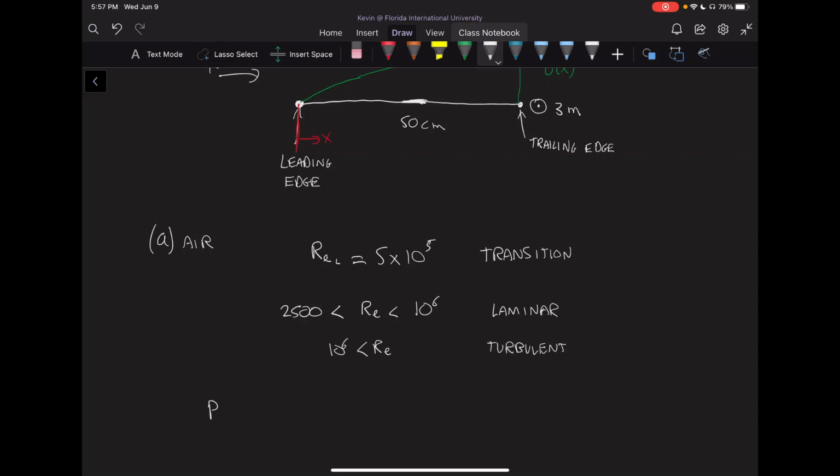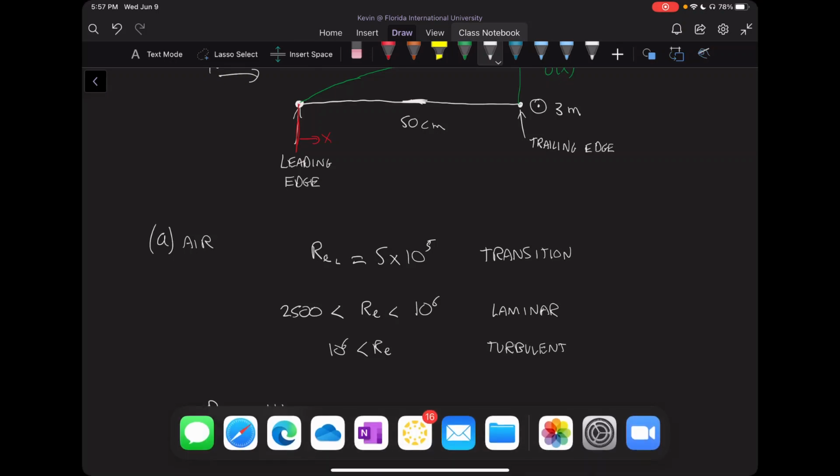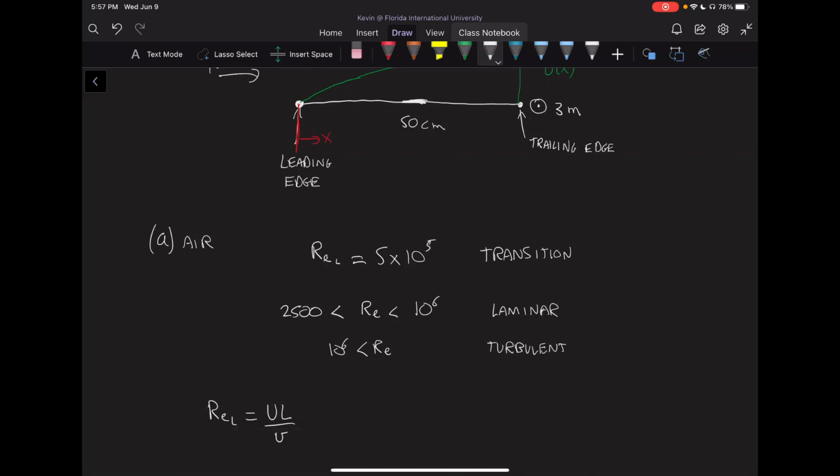So our Reynolds number at the point of interest, which is our trailing edge, is equal to U times L. Okay, that's our distance, so it would be U times X, but in this case, it's U times L because we're using L, over our kinematic viscosity. And for air, we need to find our kinematic viscosity. We have L, we have U, we just need to find our viscosity.